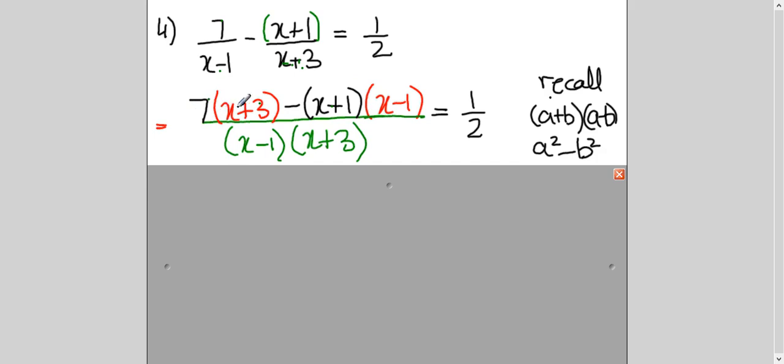Now I need to simplify the numerator, right? I have to simplify the numerator. This one is okay, 7x plus 21. What about this? Be careful about this minus sign. First of all, simplify it, and then all the terms you will multiply by minus.